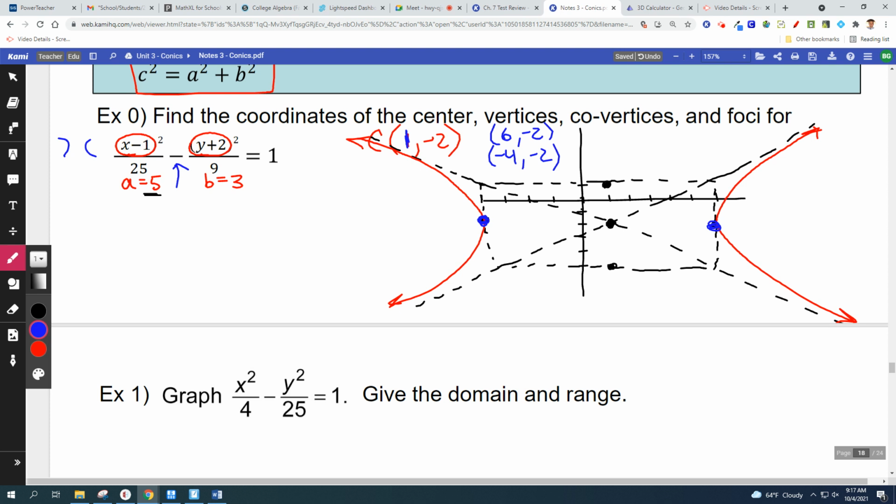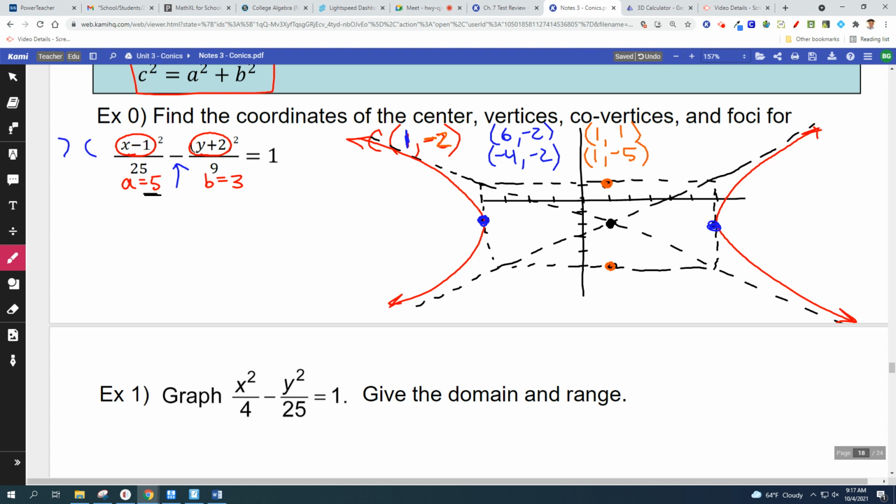And then your co-vertices were these 2 points. And in this case, I changed the y number. So I added 3, and that would be the point 1, 1. And I subtracted 3, and I would have the point 1, -5.